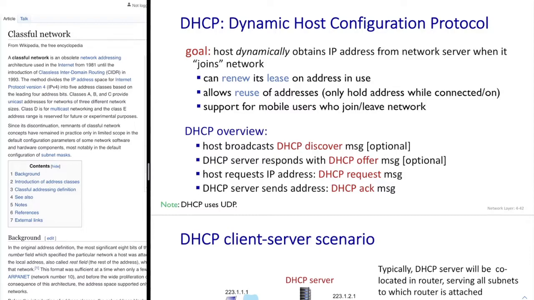Okay, this week we will finish this chapter. The first topic is DHCP. But before we continue with DHCP, we would like to introduce some other material that is not in the textbook. So please follow me.